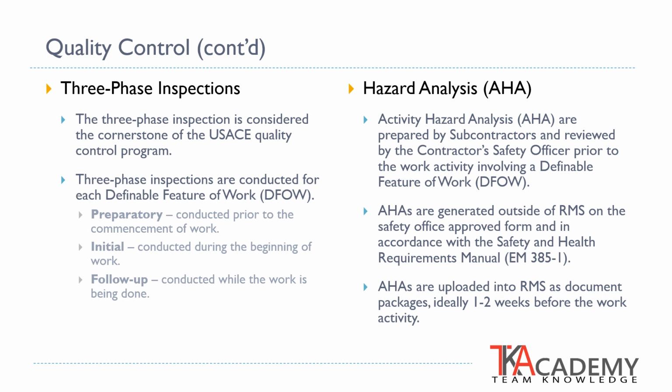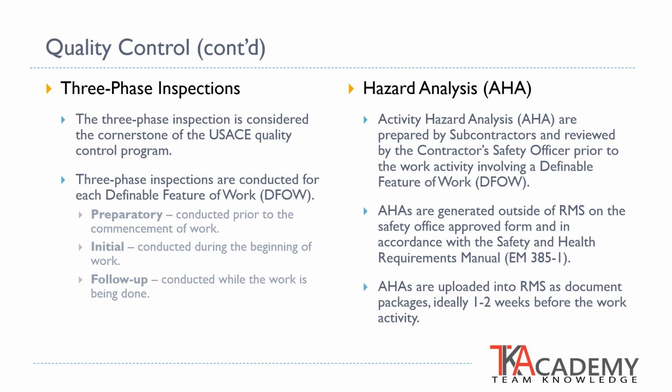The 3-phase inspection is considered the cornerstone of the U.S. Army Corps of Engineers Quality Control Program. 3-phase inspections are conducted for each feature of work that is required on a project. The 3 phases are preparatory, initial, and follow-up inspections.